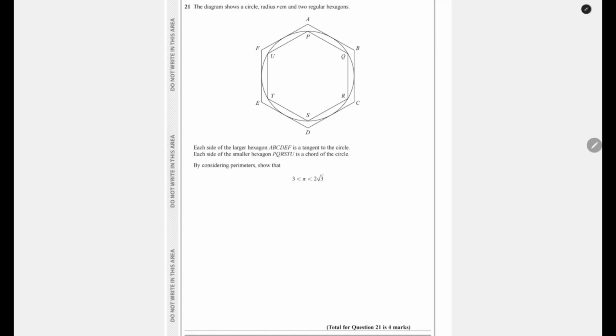So we need to consider perimeters, and they've told us they are regular hexagons, and so we know that the sides are equal. And so the perimeter of both hexagons is just 6 times the length of the sides, which we'll call x for now. And we know that the perimeter of a circle is just 2 pi r. So let's deal with the smaller hexagon first. We have a center O, and so we can draw our radii like so.